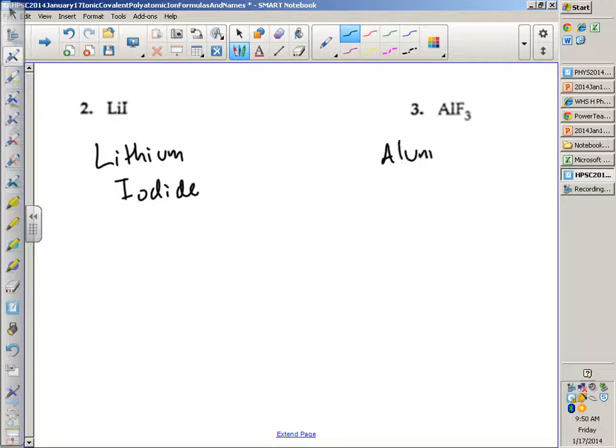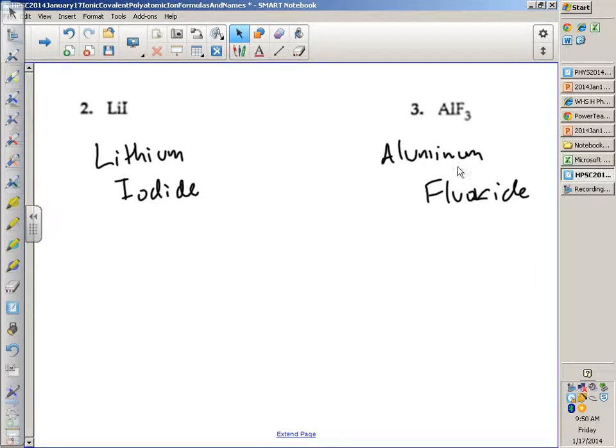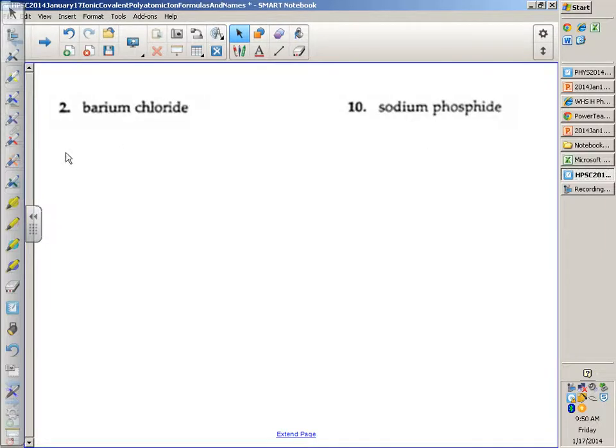So this would be aluminum fluoride. Aluminum fluoride. So there's not the tri. Nope, because it's not a covalent bond. All right, next screen. Here are 2 names. Write me the formulas that go along with these names. Here are the names of 2 compounds. Write me the formulas that go along with those names.